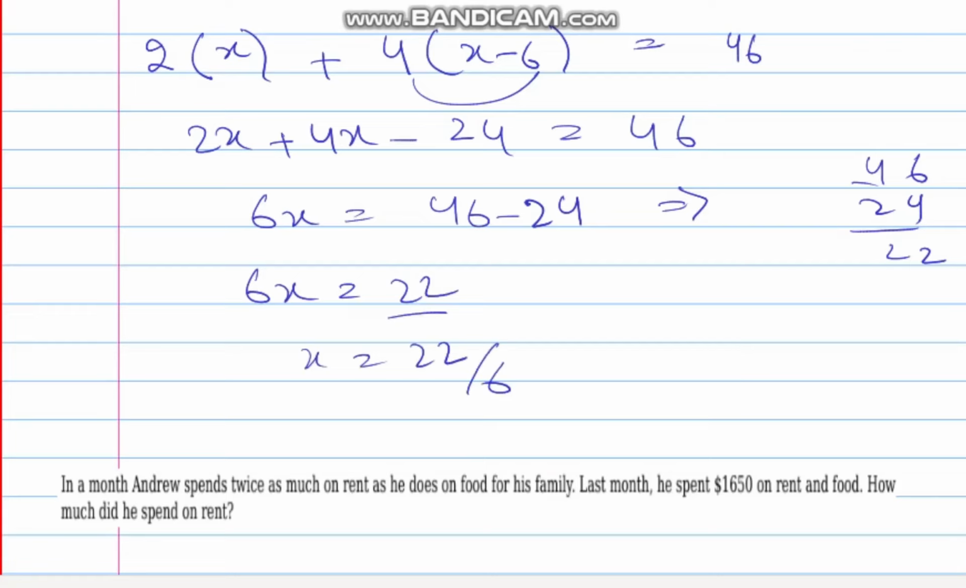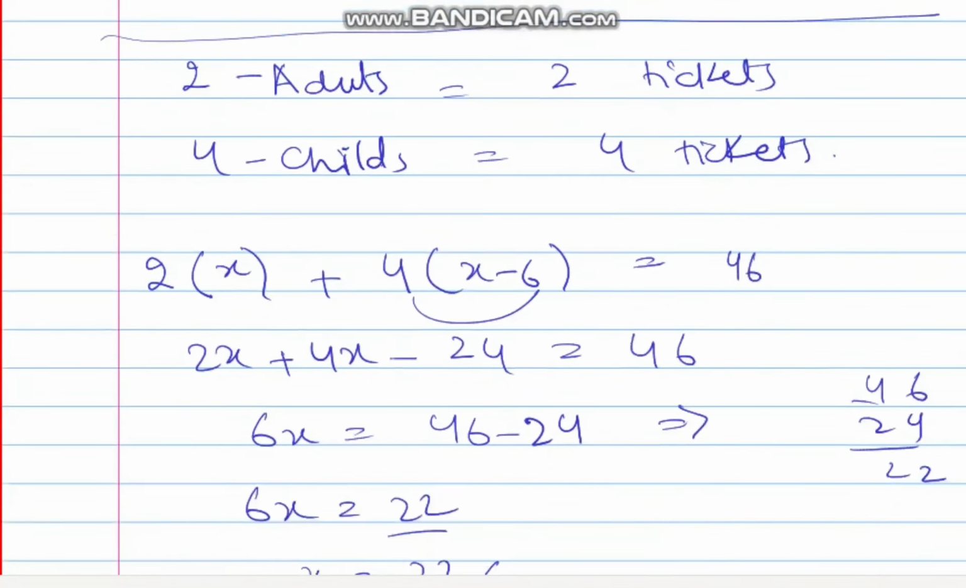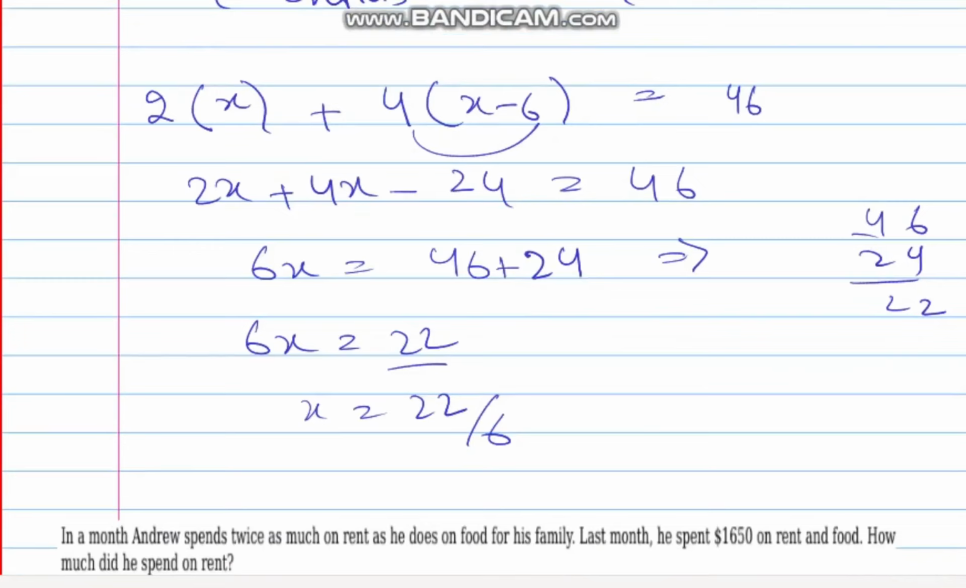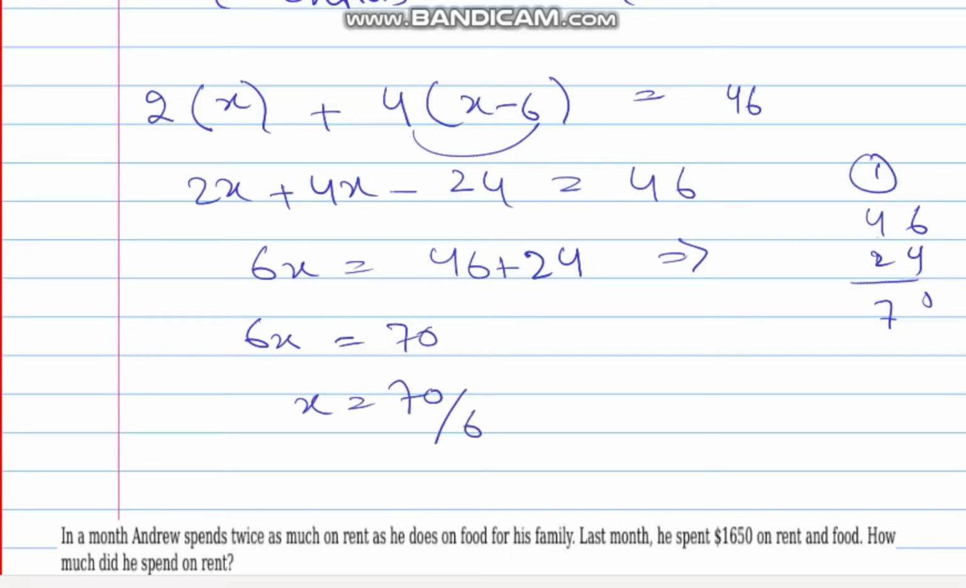Yes, sorry for the interruption. Because you move 24 to the other side, it will be added, not subtracted. Yes, very good. So please add the 24. 4 plus 6 is 10. One will be carried, and 4 plus 1 is 5, and plus 2 will be 7. I will get 70 here. So 6x is equal to 70, and I will get 70 divided by 6.